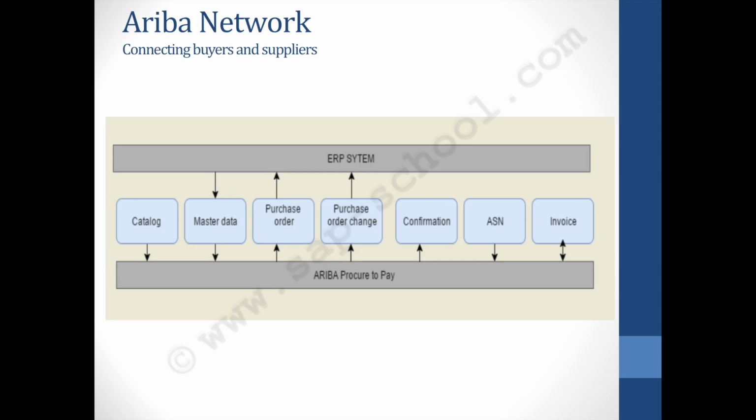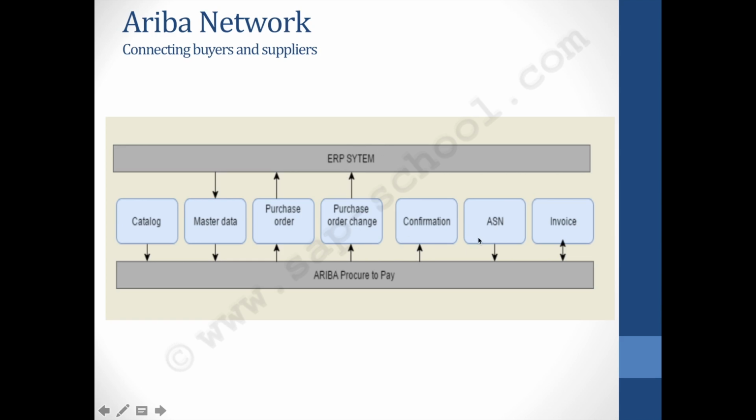Coming to the next slide, we have the Ariba network consisting of the ERP as well as the Ariba procure to pay system and how these integrate with each other. It could be a catalog or master data that comes from the ERP system to Ariba, or a purchase order which gets created in the Ariba system and goes to ECC, or a purchase order change, essentially where it goes from one system to the other.